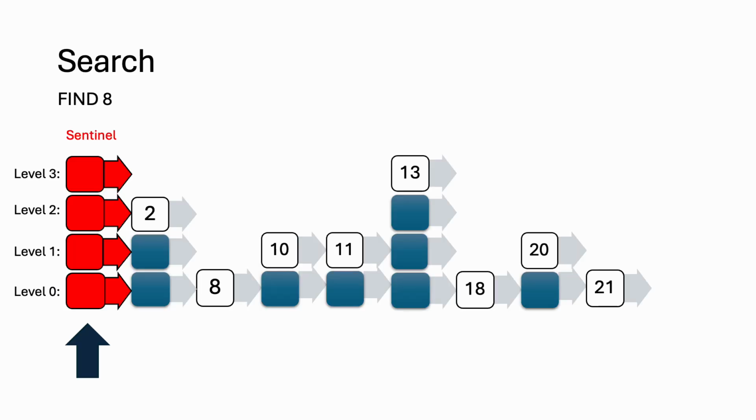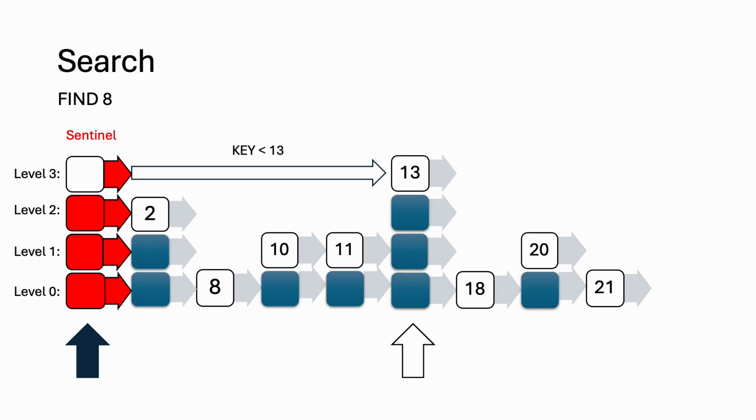We're going to search for the value 8 in our skip list. Watch carefully as we navigate through the levels. We start at the sentinel node at the highest level, level 3, with our goal being to find the value 8. We'll look at the next node, which is 13. Since 8 is less than 13, we cannot move forward at this level. So what do we do? We drop down.